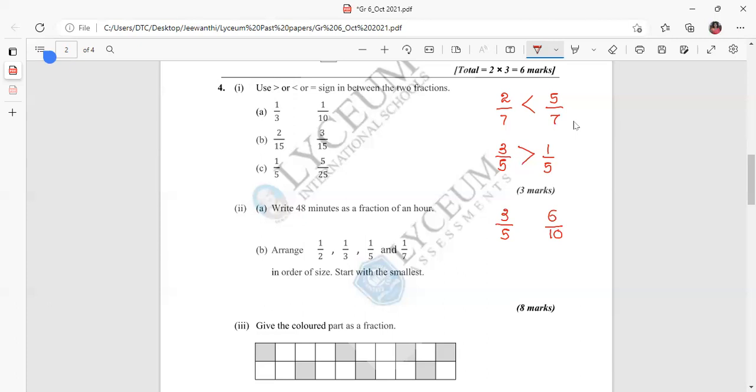Then I want to look at the numerator also. Yes, that 6 is a multiple of 3. Then I'll check whether they have multiplied by the same number. 3 multiplied by 2, right? And 5 multiplied by 2. So then this should be an equivalent fraction. Therefore, it is equal, right? So don't worry that way. These two are easy because you have the same denominator.